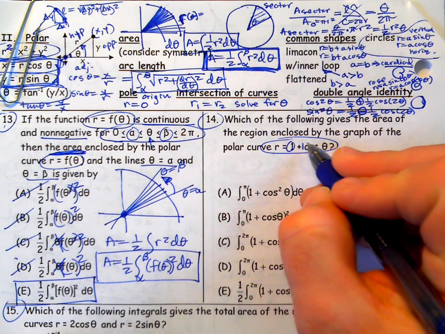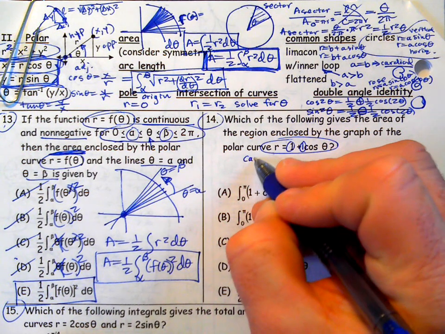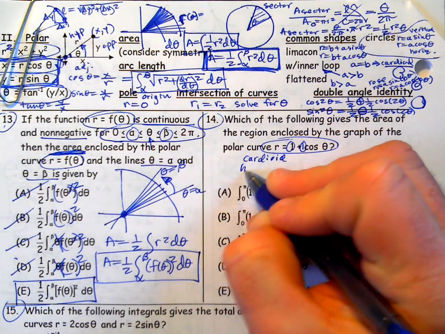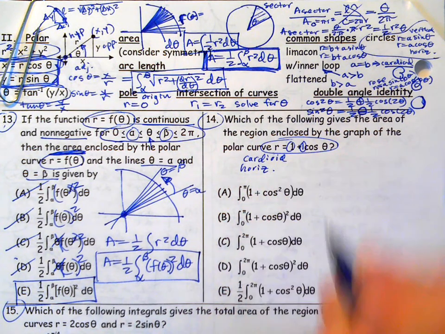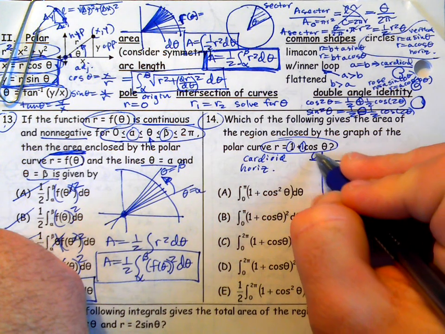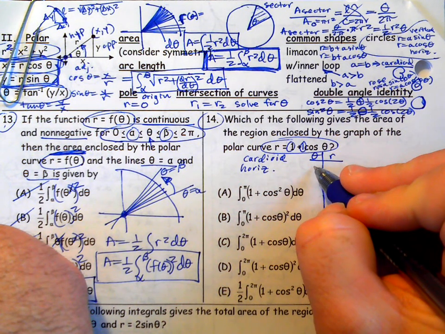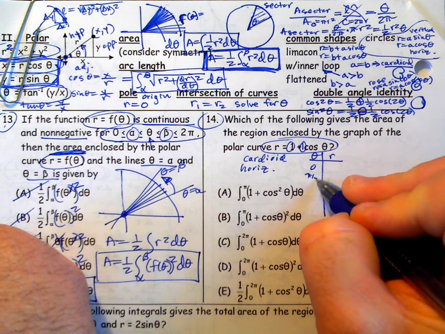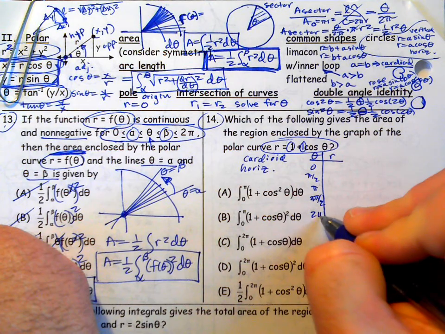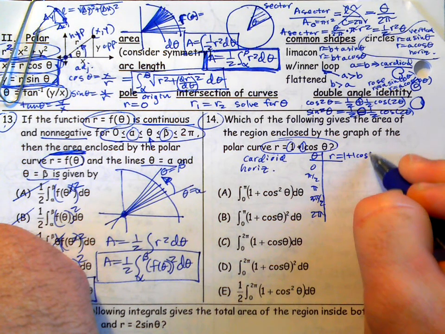So this is a limaçon, and when that coefficient is equal, that's a cardioid. And because it has cosine, it's going to be horizontal. Not that you have to memorize the horizontal thing. I often would make tables real quick. I think it's worth the 30 extra seconds. 0, pi over 2, pi, 3 pi over 2, 2 pi. I just start with some really nice easy angles, and we're going to plug them into the r function.